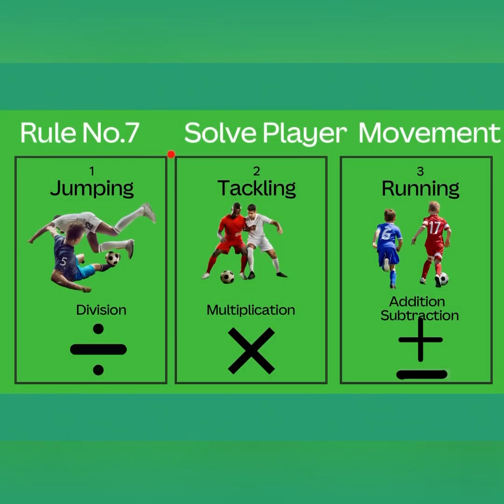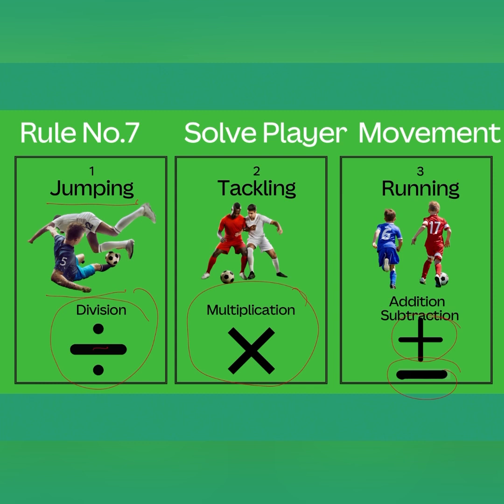Rule number 7, solve player movement. We need to solve the player movement according to the operations of division, multiplication, addition, and subtraction. These 4 operations tell us how the players are moving. For division, we say that the players are jumping. So one player is jumping over another, like shown in this picture. This is what we must imagine.